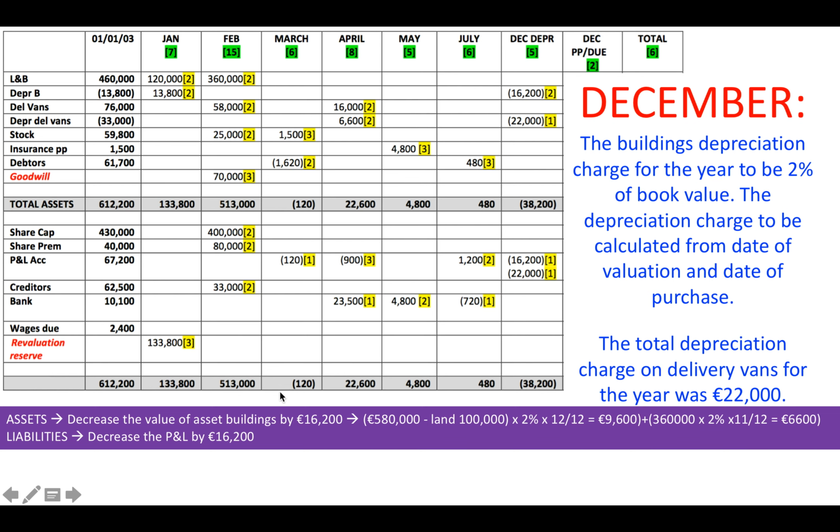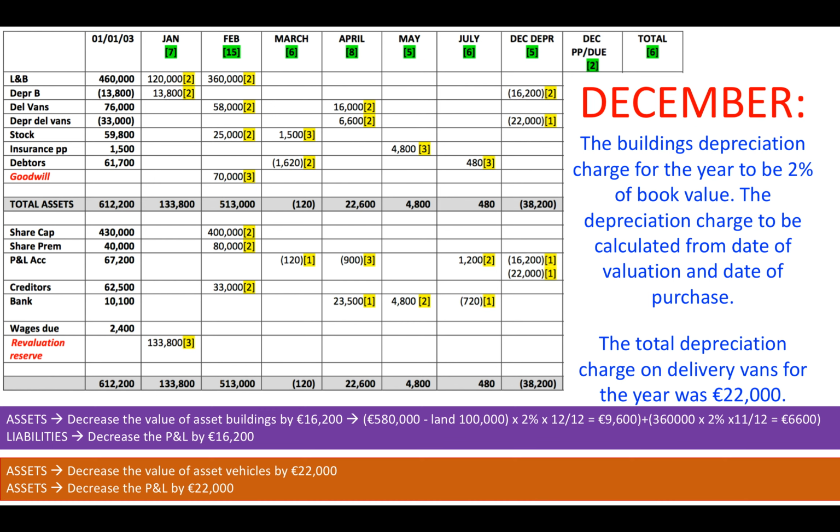Okay, so how did we get the 16,200? Well, let's take a look at it. So we had the 580 here at the start of the year for the whole year. It was revalued, but we minus the land 100,000. So 480,000 by 2% by the whole year is 9,600. And then we add the depreciation from February onwards. So 360,000 by 2% by 11 over 12 as well, which is 6,600. So that in total then is 16,200. So that is how we worked out the depreciation there.